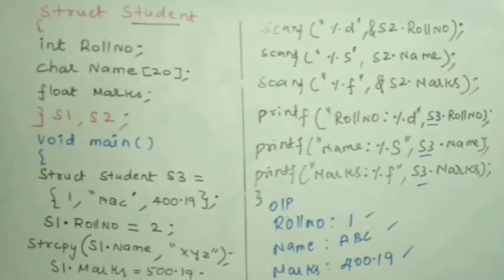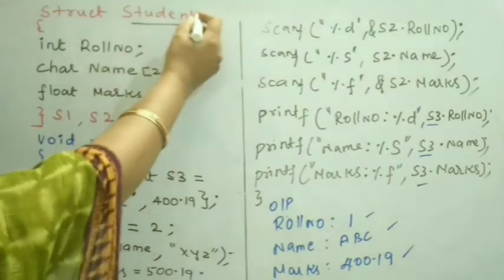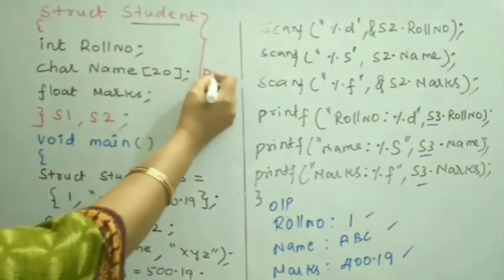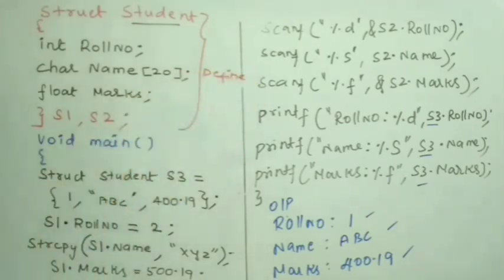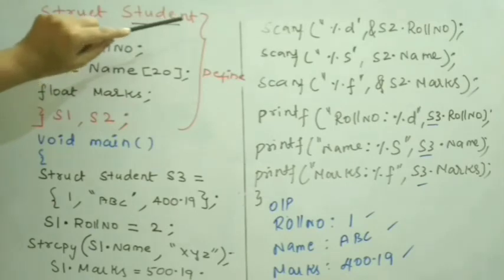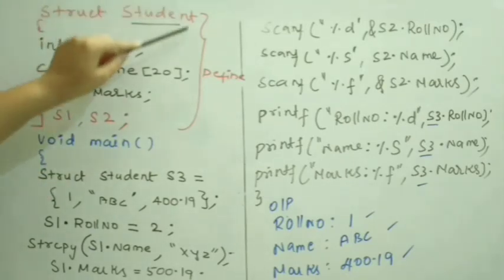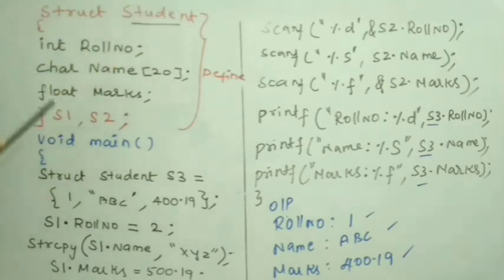How to define a structure? This is how I can define my structure. The structure definition starts with the keyword struct, followed by the name of the structure, and then all the data members along with their data types are included within curly braces. With a semicolon, the structure definition ends. Basically, student is a user defined data type. Once I have defined a structure, that is a user defined data type, I may declare variables for the structure.